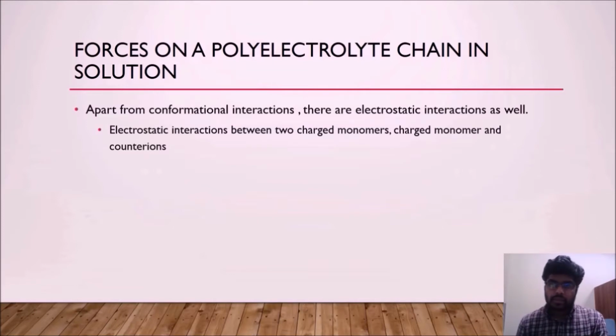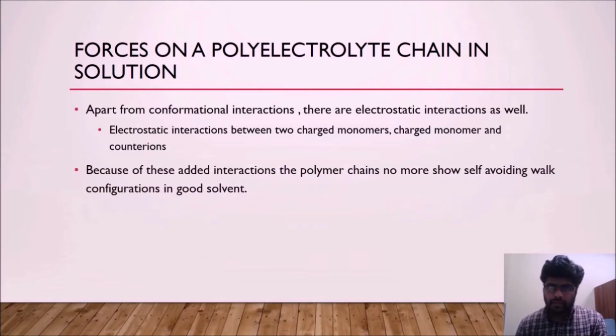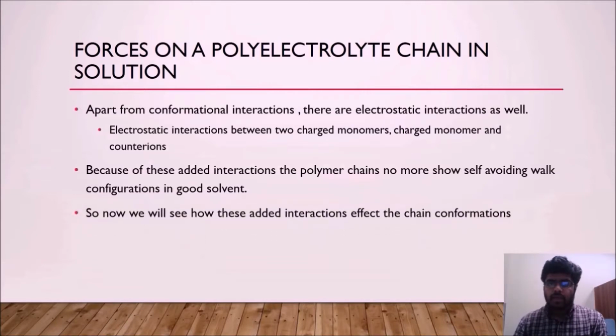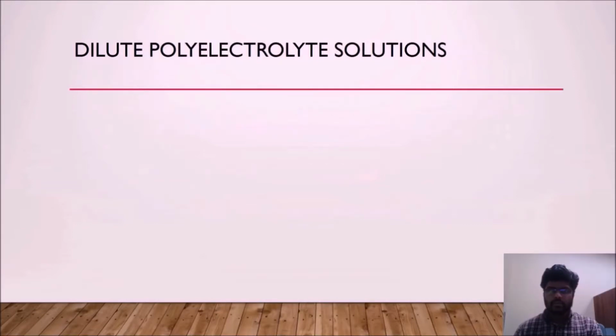They could be either between two charged monomers or a charged monomer and free ions in solution. These free ions in solution are called counterions. Because of these added interactions, the polymer chain no longer shows a self-avoiding walk configuration in good solvent. So now we'll see how these added interactions affect the chain conformations for dilute polyelectrolyte solutions.